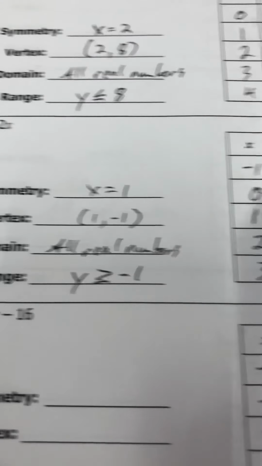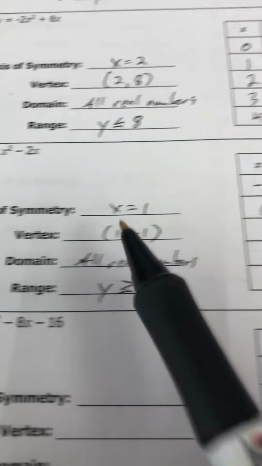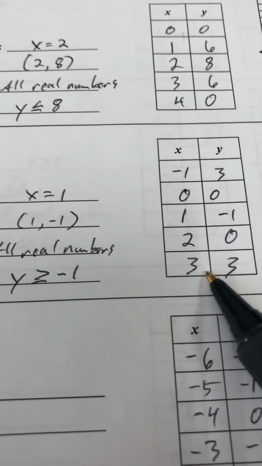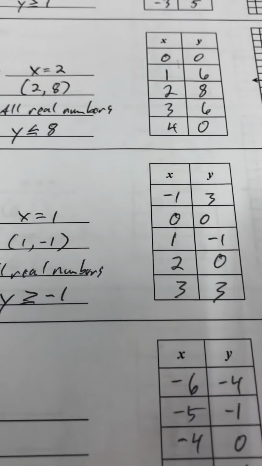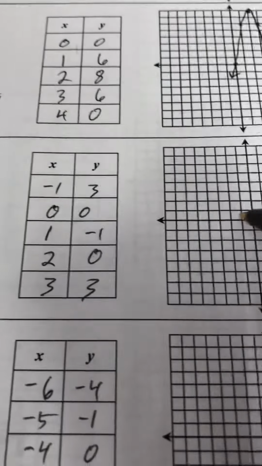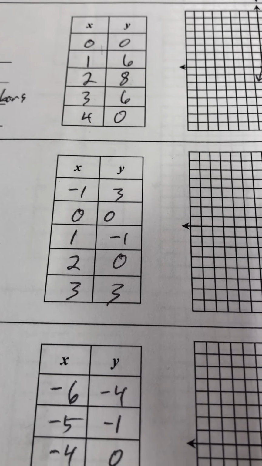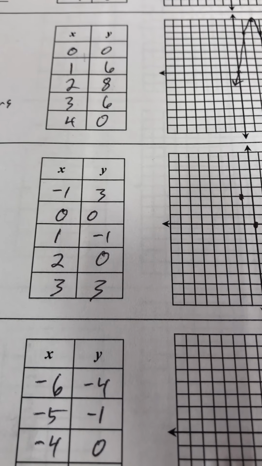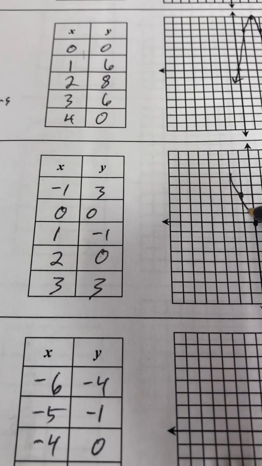So once again, you could plug this into your calculator, and you can get the graph, find the vertex, and then get the 2 numbers before and 2 numbers after. Do it that way, or you could plug it into Desmos as I've been showing you, and then just go ahead and graph it. I did not graph this one, so let me go ahead and graph this one. It's negative 1, 3, 1, 2, 3, 0, 0, which is going to be right there. 1, negative 1, 2, 0, and 3 is going to be 3. So it's going to look like that.